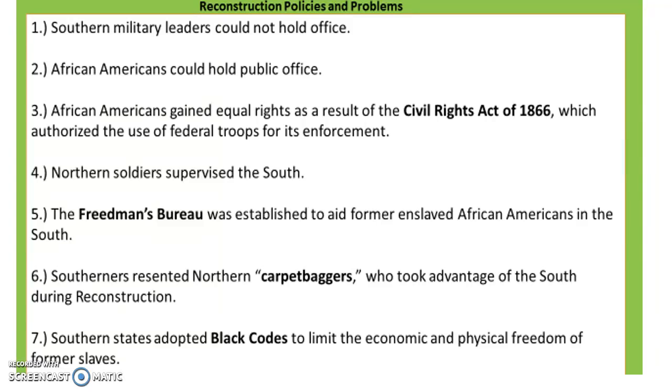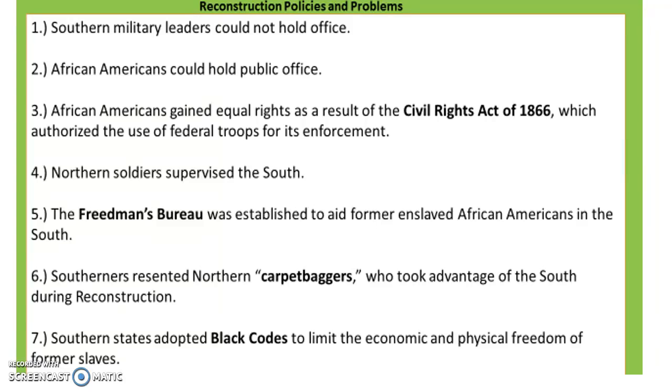African Americans could hold public office. Senators and governors who were African American were elected to serve in public office. African Americans gained equal rights as a result of the Civil Rights Act of 1866. And in order for that to happen, there had to be use of federal troops for its enforcement. If federal troops weren't there, African American civil rights were not carried out, were not given. You're going to later find out that the Ku Klux Klan was a response to this Civil Rights Act.